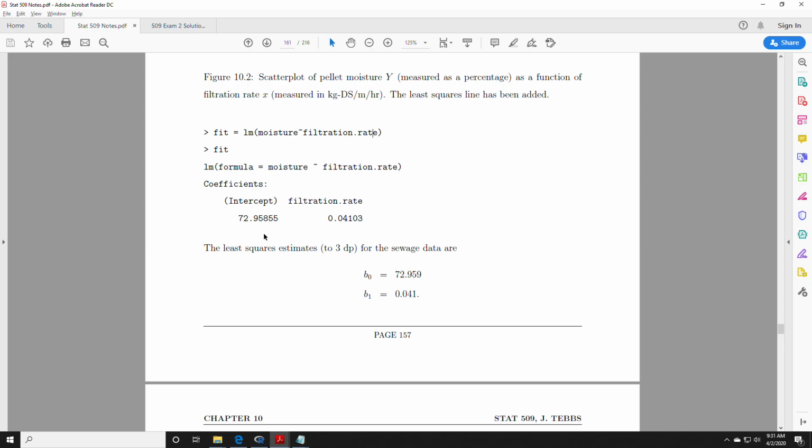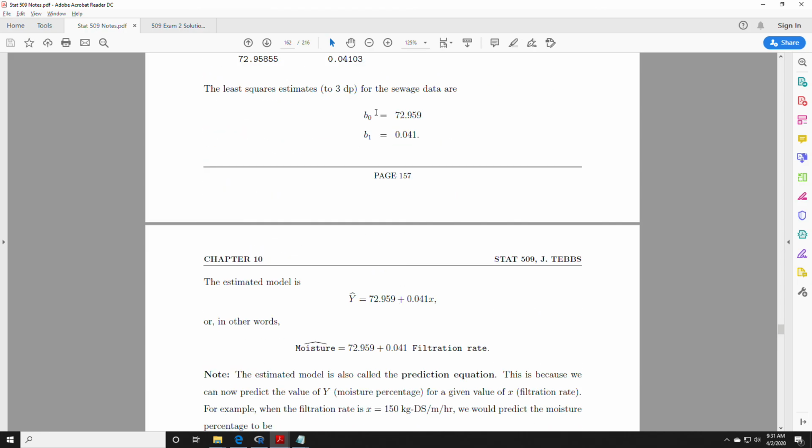But anyway, once we have those, we can get what's called a fitted regression equation, sometimes called a prediction equation. It's basically these y hats. These are our predicted y values. They're also called the fitted values. And so we have y hat, the predicted moisture, is equal to 73 plus 0.04 times the filtration rate.